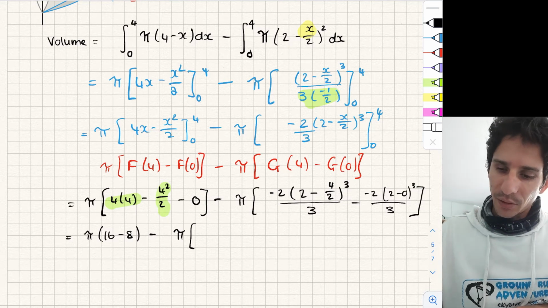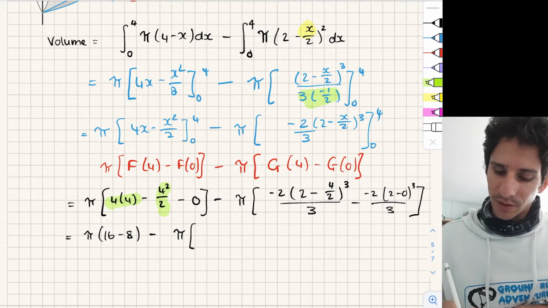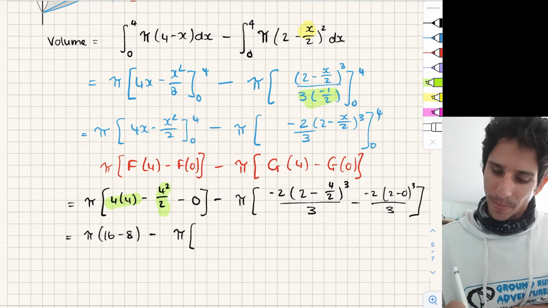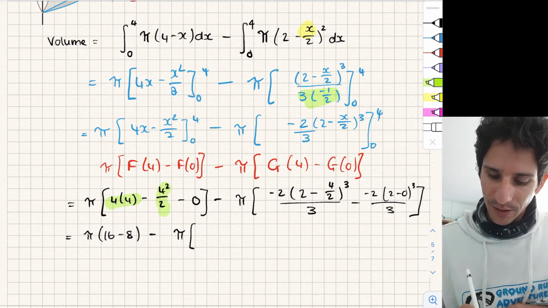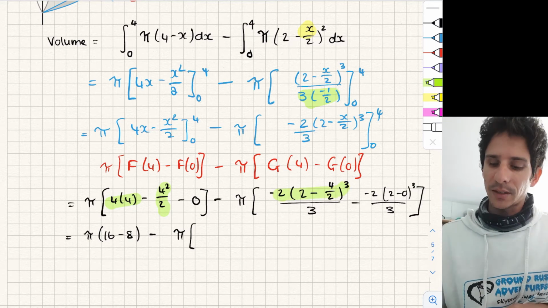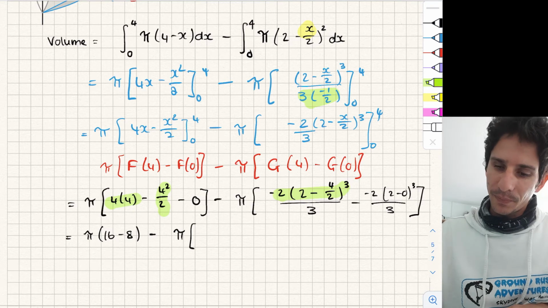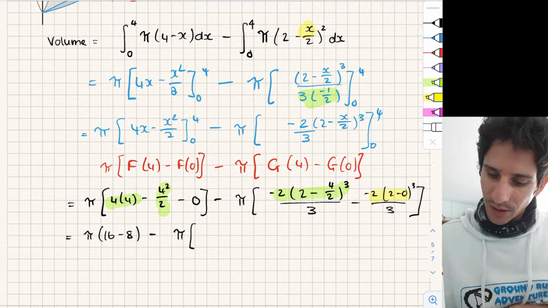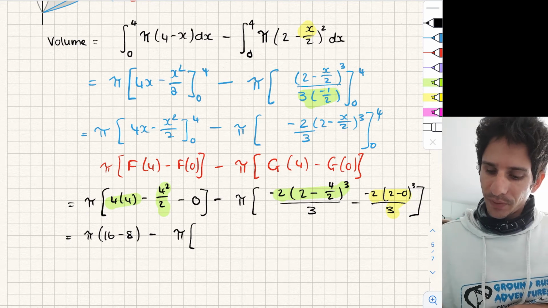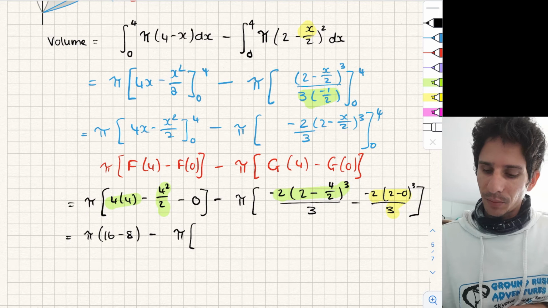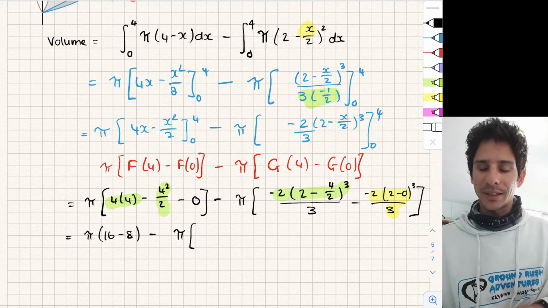Okay, so we can deal with this one step at a time. We have 2 take away 2, which is going to become 0. So this portion here is actually going to become 0. And this portion here, we're going to have negative 2, right, multiplied by 2 to the power of 3, which is 8, right?